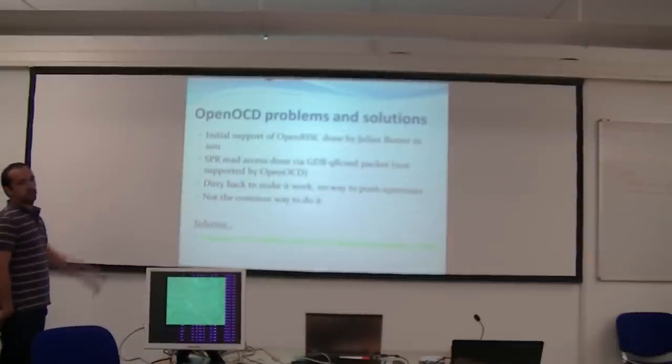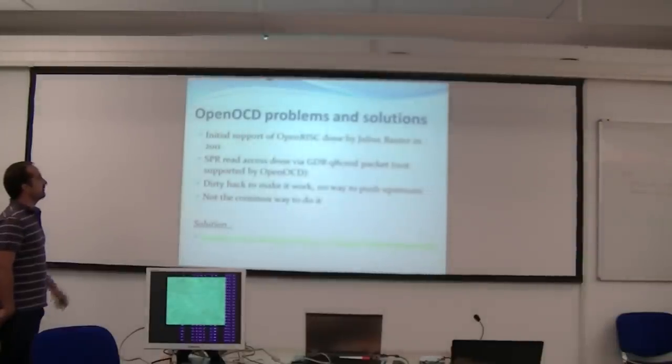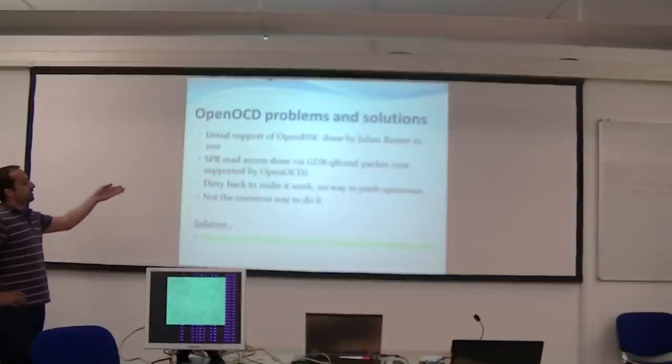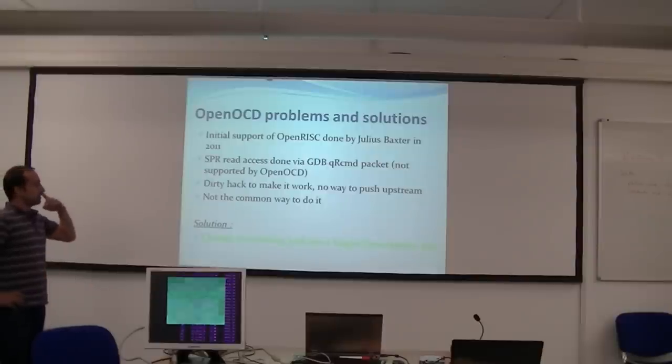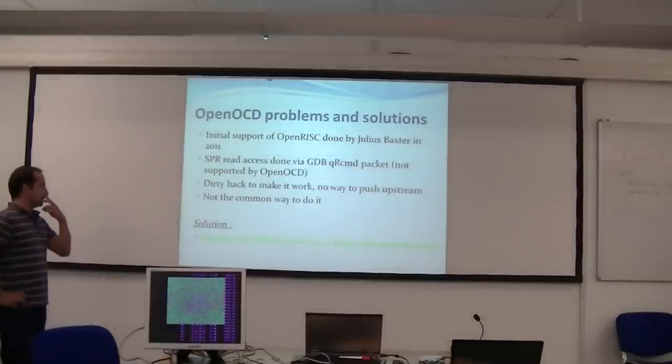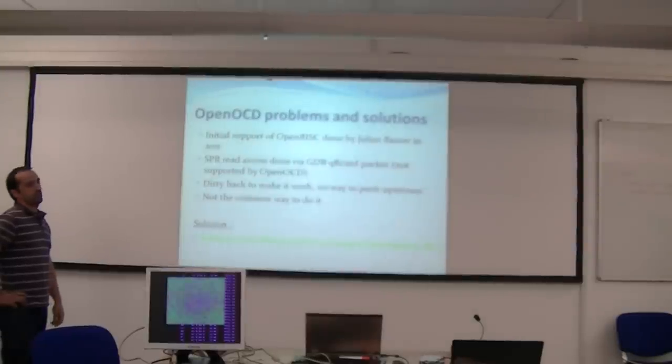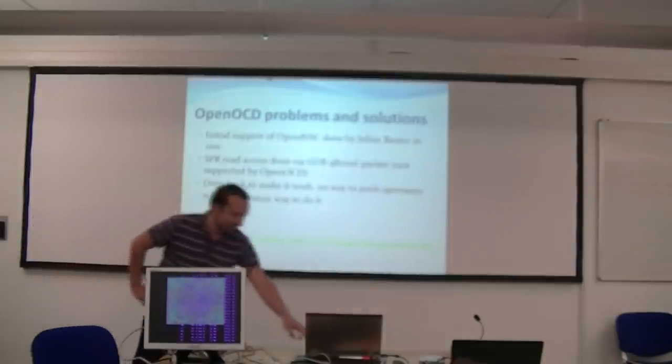What was the problem? When I started, Julius had done some work on OpenOCD. The problem was that SPR access was done via the qRcmd packet of GDB. OpenOCD doesn't support it like this, so Julius made a hack to get a response from the R command. We could have done it this way, but the best solution was to switch to a target description file in GDB. That's the way we do it, as Jeremy told me in the first place.